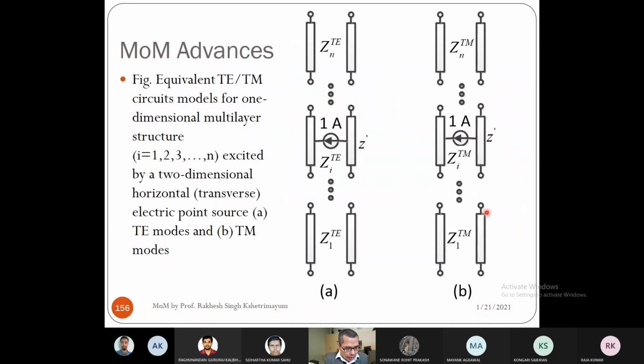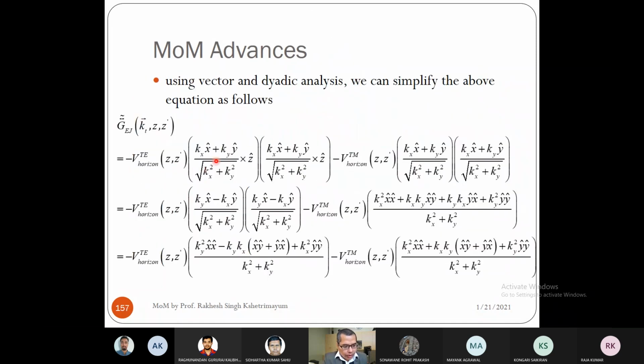So what is a kt vector? The kt vector will have an x component and a y component, so kx x hat plus ky y hat, and it's a unit vector. So kt hat means whenever I put a hat here, it's a unit vector.